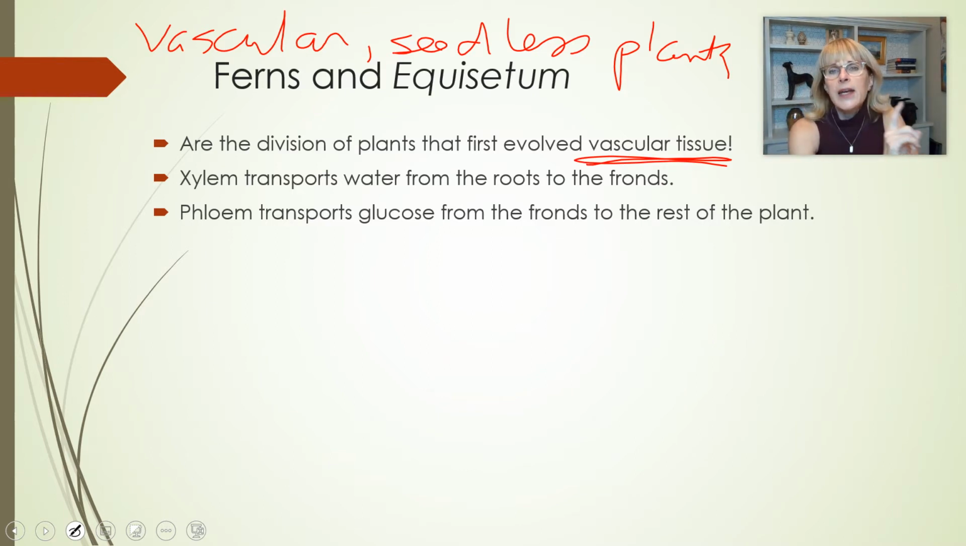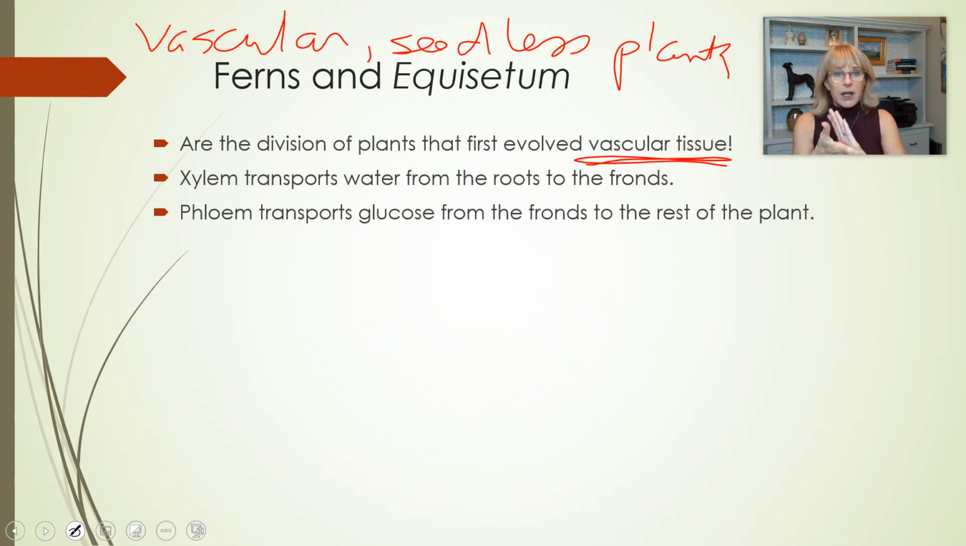And because they now have vascular tissue, they can build roots that reach down into the soil to get water, and then they can get really big and tall, and the water can be transported up to them through these tubes. It allowed them to get really, really big.